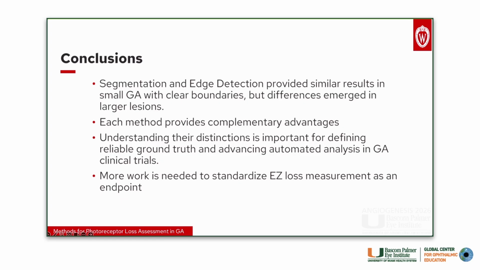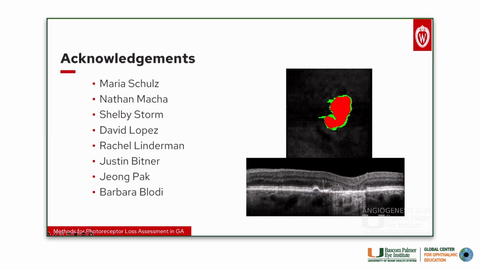So to conclude, both methods in small GA give very similar results, but in larger complex lesions, the differences are visible, and each method provides complementary advantages. So you need to understand that there are differences in methods, differences in outputs. We need to define reliable ground truth to get to these endpoints. So more work is needed to standardize EZ loss, and I know there's work in progress, so we look forward to all that. I'd like to thank my team for all their hard work in segmenting and taking care of all these data sets. Thank you.